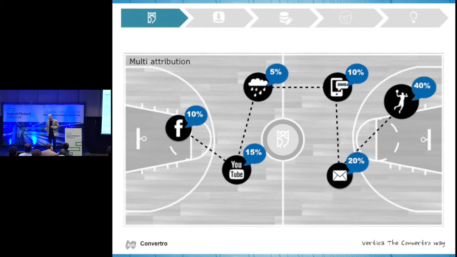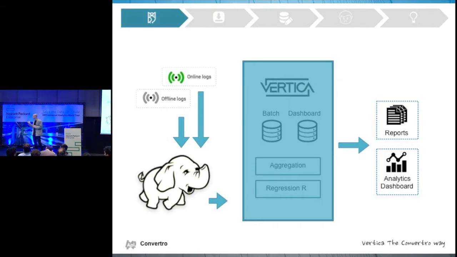In order to do this, we need to analyze a huge amount of data, to do some machine learning and complex analytics. Vertica is pretty good at handling complex analytics, and we are using it. I will show it to you now. So this is our data flow.